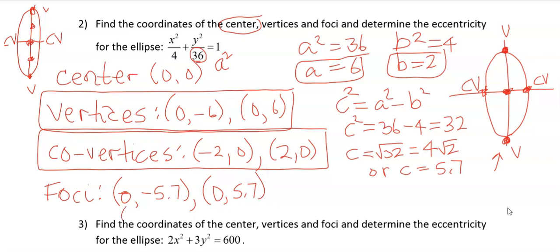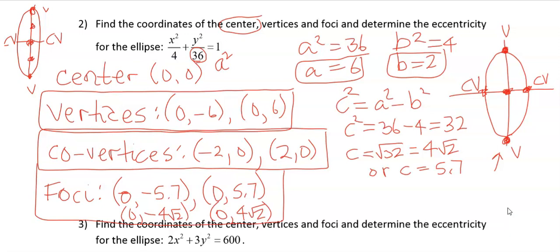Or if you left it as a radical, sorry, if you said 0, negative 4 root 2, that's okay. And then the other one would be 0 and positive 4 root 2. If you want to leave them as radicals, you can. But like I say, most students prefer to write them as decimals. But they could be radicals. All right, what else have we not done?